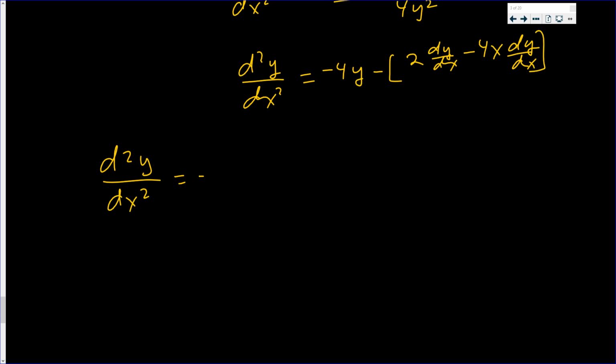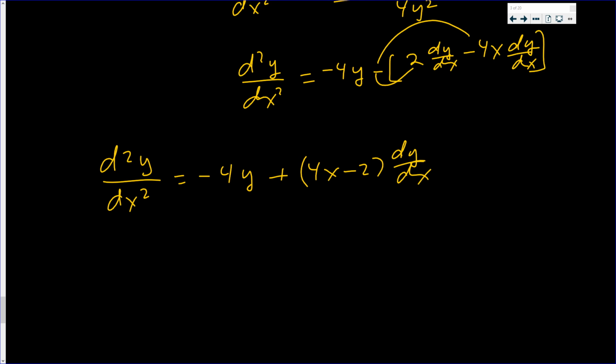Let me just write it a little bit differently. Minus 2. Let me think. Okay. 4x minus 2. Minus a minus becomes 4x minus 2. That is how many dy dx's you have. This should not get you full credit.